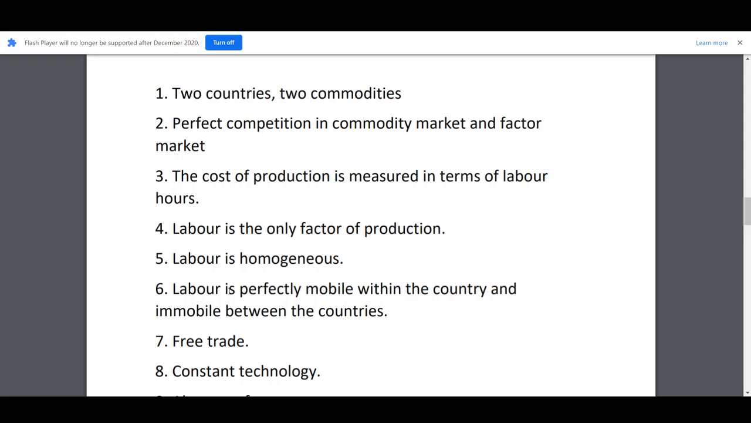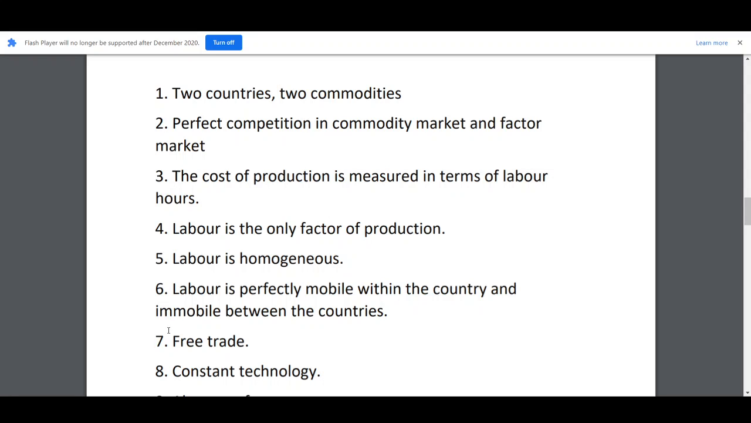Homogeneous means the same. Now, the sixth assumption is that labor is perfectly mobile within the country and immobile between countries. According to David Ricardo, labor can move only within the country, not between countries. Got the point? That means in India, those who are working in India can move only from one state to another state, not outside India. That is the meaning of this: labor is perfectly mobile within the country and immobile between countries.